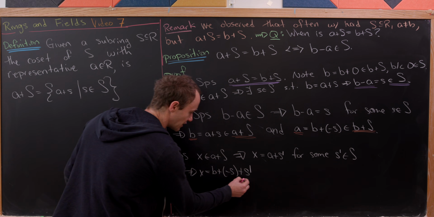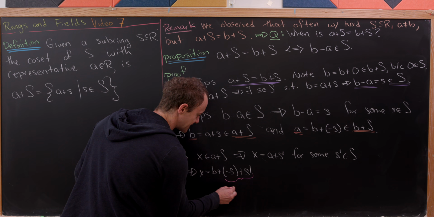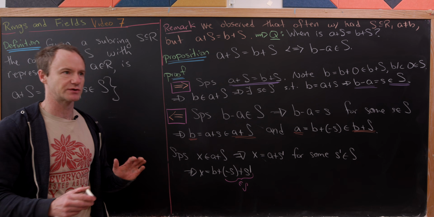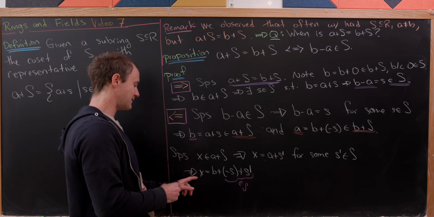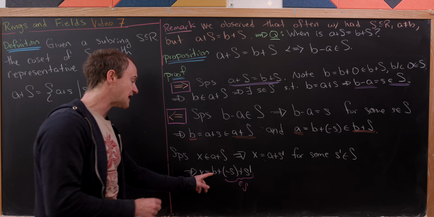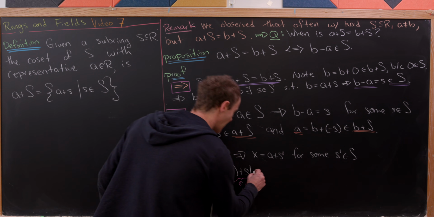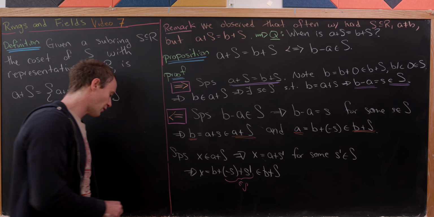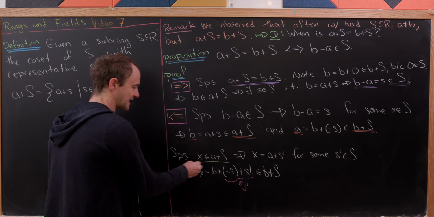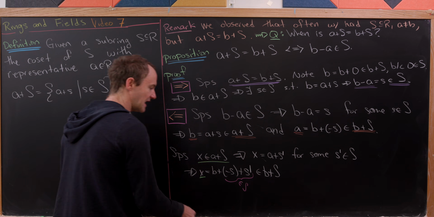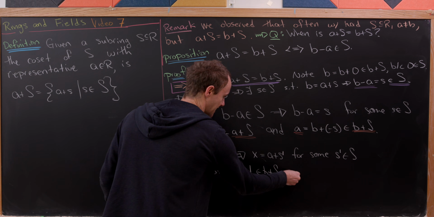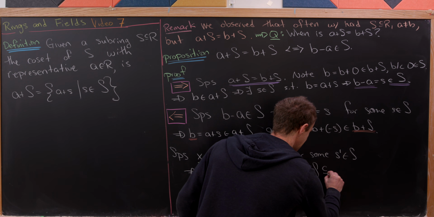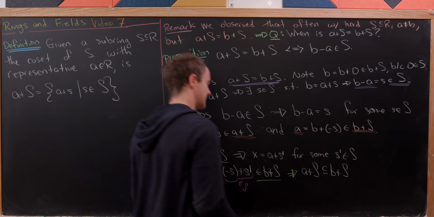But now I'd like to observe that this minus s plus s prime is an element of capital S. That's because S is a subring, so it's closed under addition. So that means that this x is really written as b plus something in S. In other words, it's an element of the coset b plus S. So now let's see what we've done. We started here with x is in the coset a plus S, and we ended with x is in the coset b plus S. So putting those two things together, we see that the coset a plus S is a subset of the coset b plus S.